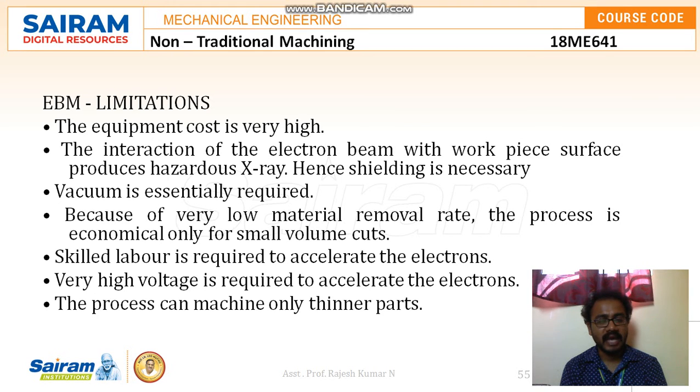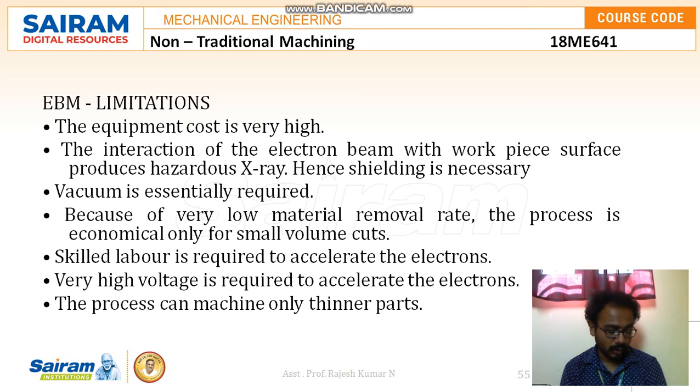Vacuum chambering and proper maintenance is a drawback. And because of very low material removal rate, the process is economical only for small volumes, wherever only small portions of excess material are removed. For bulk metal removal, it is usually not recommended. Skilled labor is required to accelerate the electrons, because the person should be highly skilled, like at what temperature and what should be the electron flow rate. All those things can be decided only by skilled labor, and very high voltage is required, as we discussed.